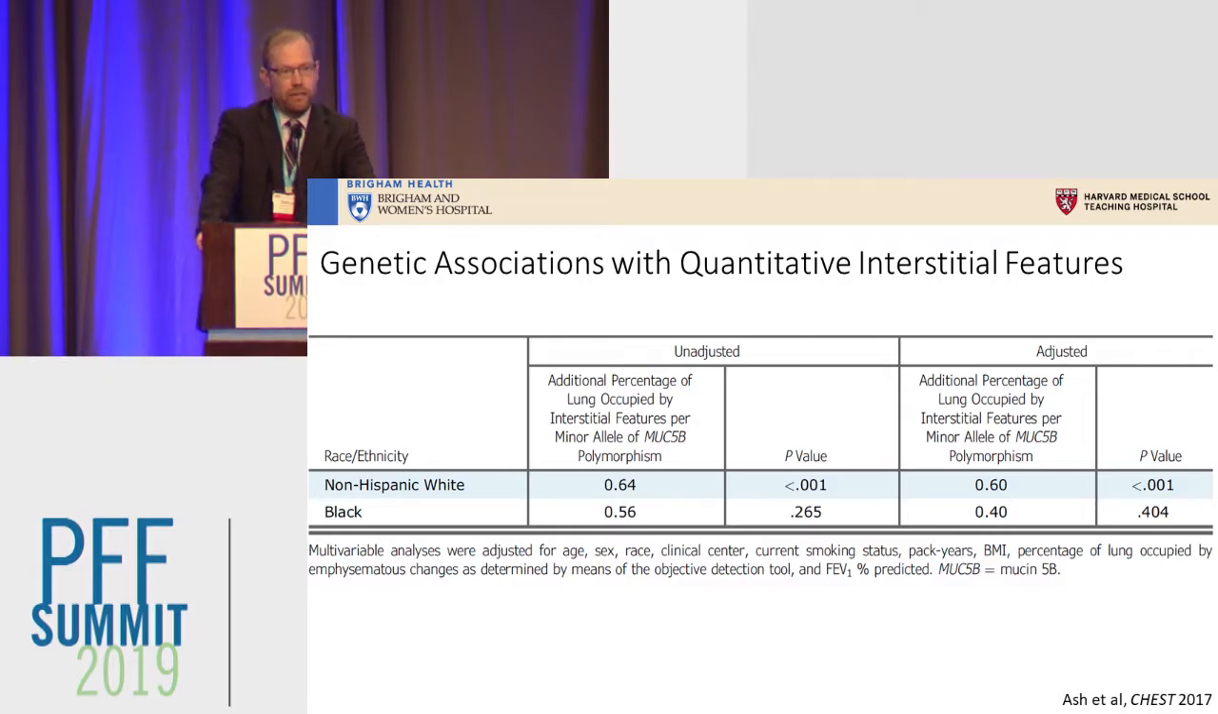And so what you see is that even when we adjust for other things, the visual presence of interstitial features, et cetera, there is an association between the presence of these interstitial features quantitatively and the MUC5B promoter polymorphism.